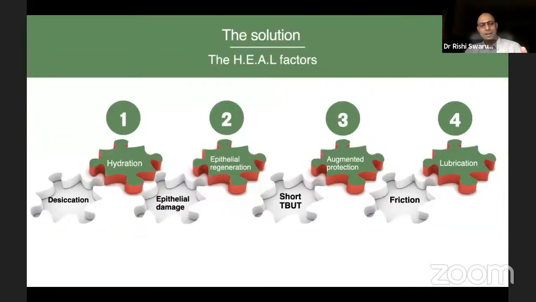And essentially they're impacting these 4 factors which lead to postoperative dry eye. So desiccation is tackled by hydrating, epithelial damage by promoting epithelial regeneration, the shortened tear film breakup time and tear film instability by augmented protection, and the final concept of friction is being impacted by lubrication.